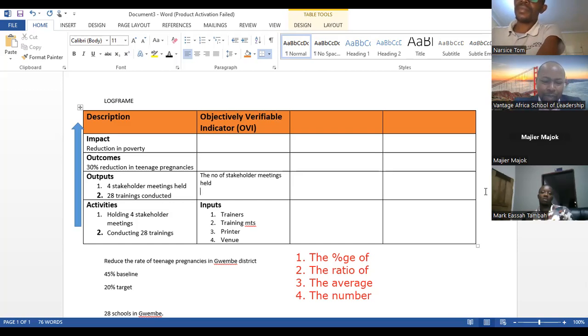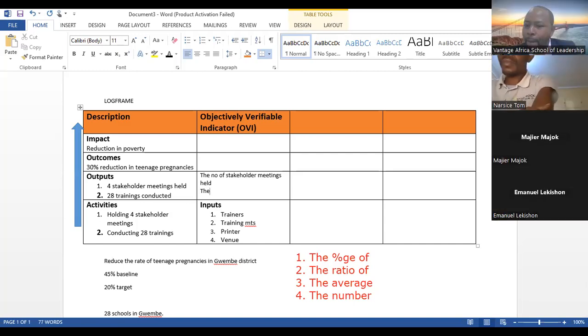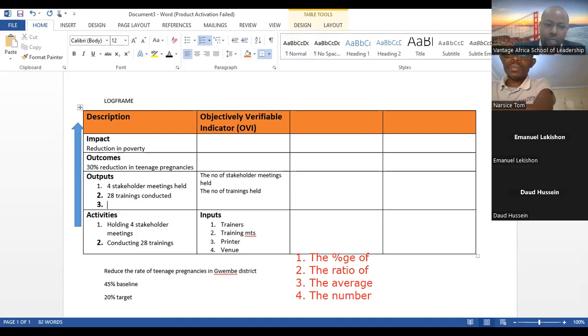Ben. Yes, I think in this one, we should look on the list of attendants. The list of the people who attended the training. You're very right. However, that will come in when we'll be talking about something called the means of verification. So for this case, it is the number of trainings conducted.